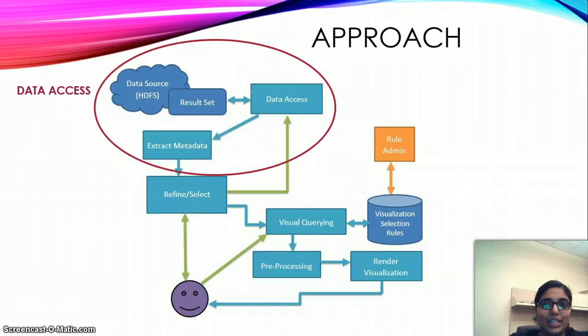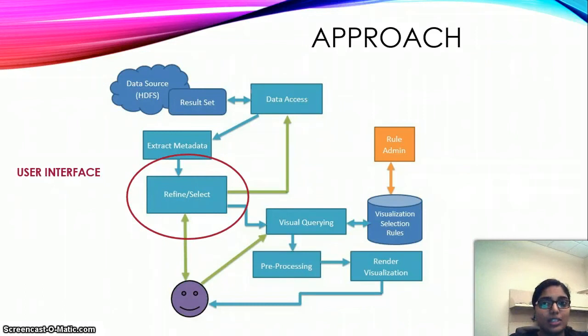The first module is the data access layer. In this module, we would extract the metadata from the data access layer, and we would be using MySQL or CSV files for the same. The second layer is the user interface, where the user will select the fields that he wants to visualize, which would be passed to the visual query layer. And this handles refining and selection of that data. J2EE based technologies would help us do the same.